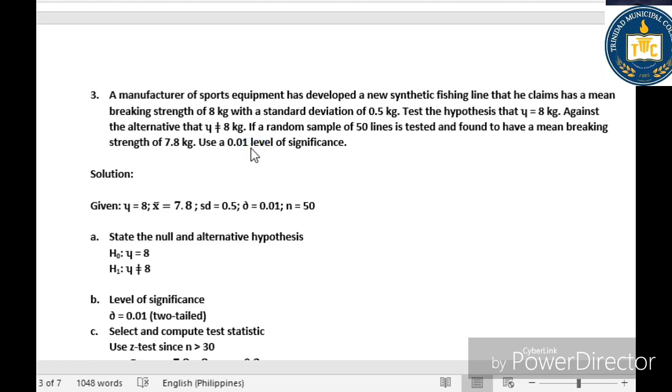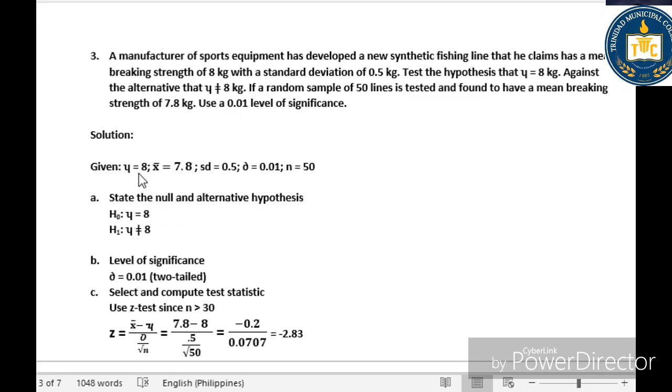If it is a percent, that is 1%. Okay, here's the solution. So first, we need to write all the givens in the given problem.